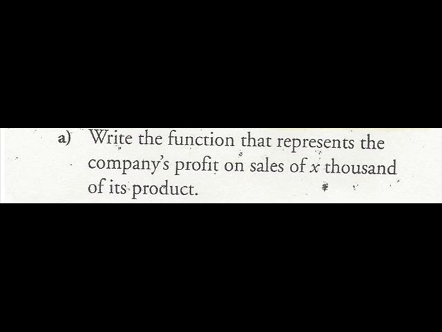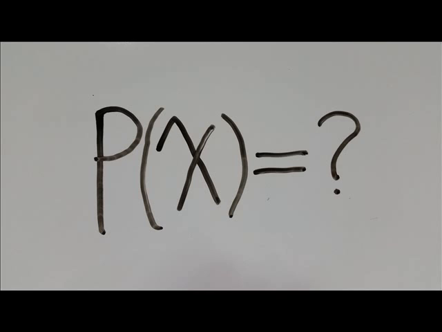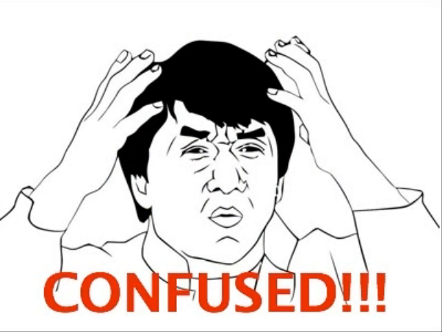So, where to begin? Let's start with question A. Question A asks, write the function that represents the company's profit on the sales of x thousands of its product. So, our profit function is going to be represented by P of x. So how do we find this? Don't worry, it's not as hard as it seems.